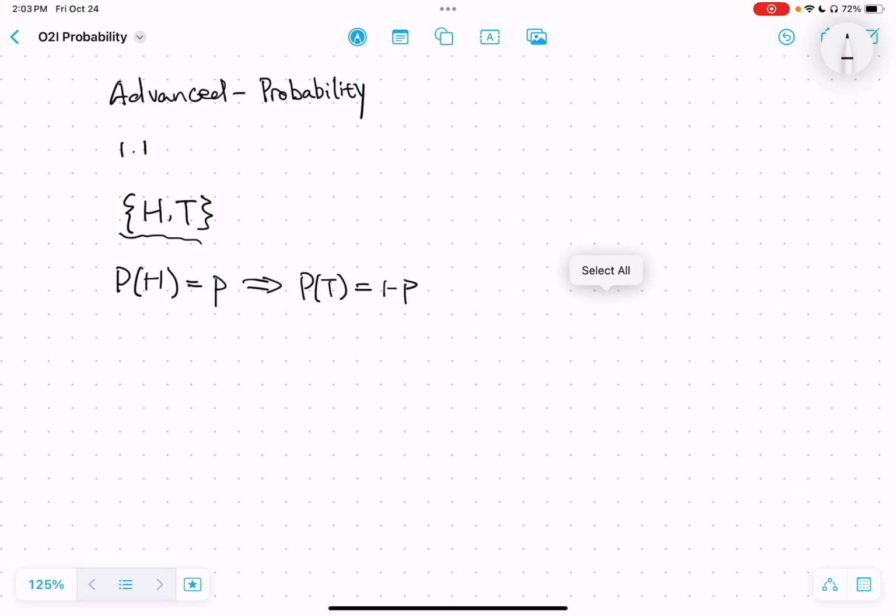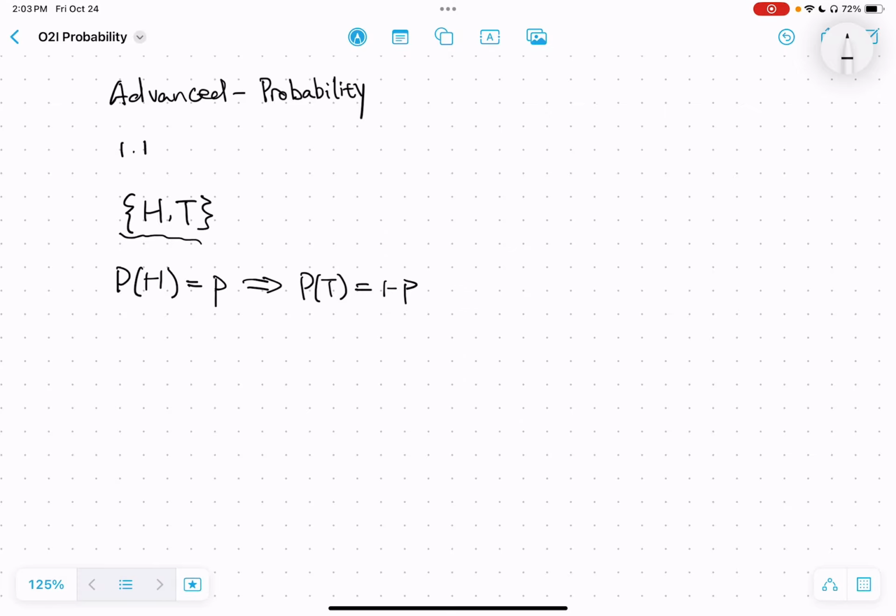And now we have P(H). This is the probability of throwing a head. Let's denote it as P. In most cases, for simplicity, we set P as 1/2, which is intuitive. However, in order to generalize this, we want to denote it as a number or variable P.